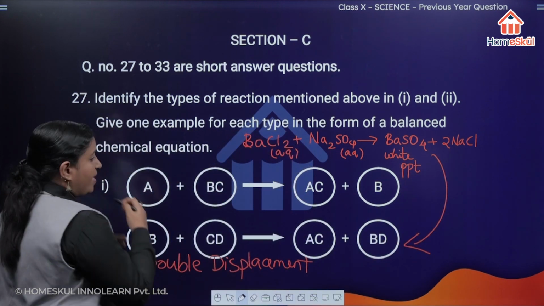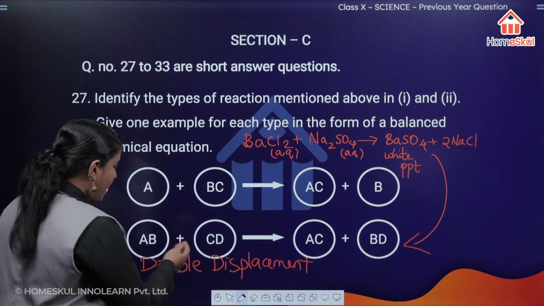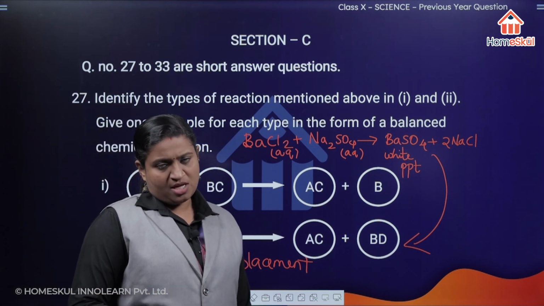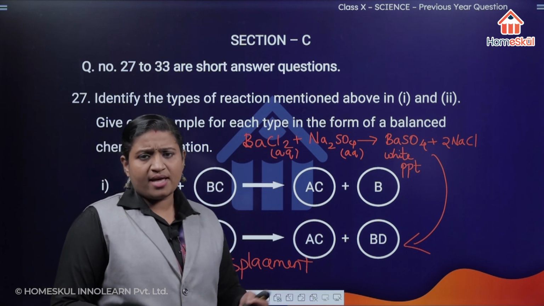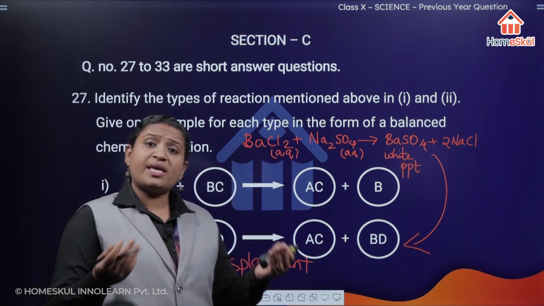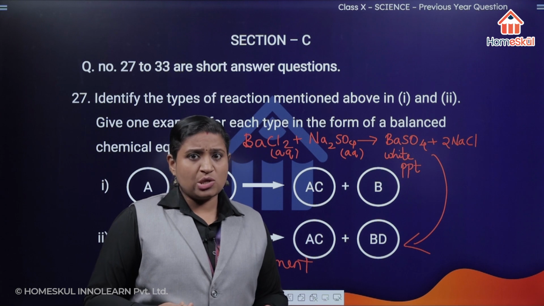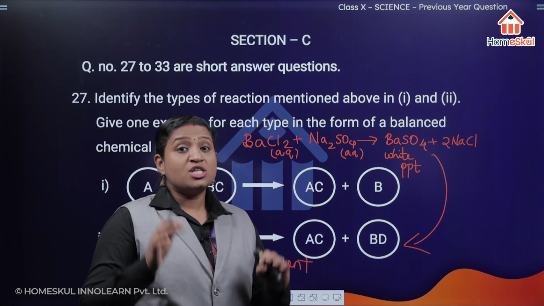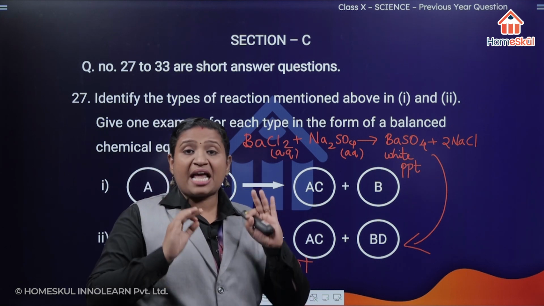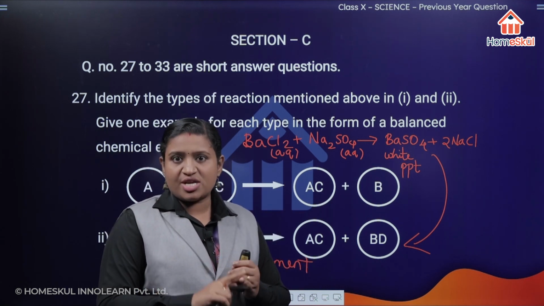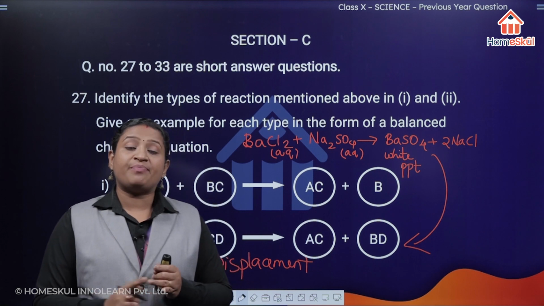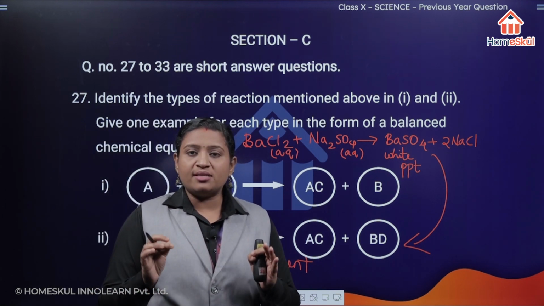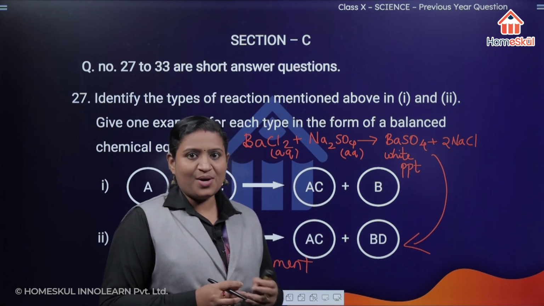So, here first one is displacement reaction and the second one is an example for double displacement reaction. You can write any example, okay? No need to learn the same one. You can write any other equations also, but they should be of the same type. Okay, children. So, from the first chapter, types of chemical reactions, combination, 3 types of decomposition, displacement, double displacement are very important. You should learn the examples also. Okay.